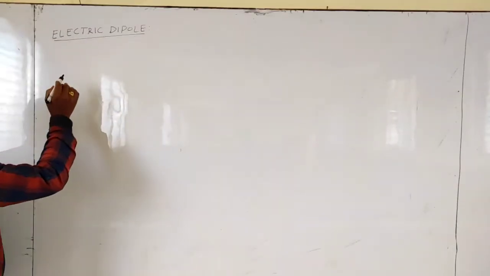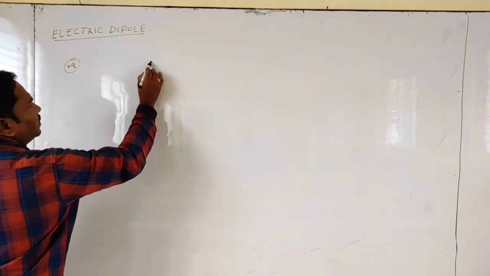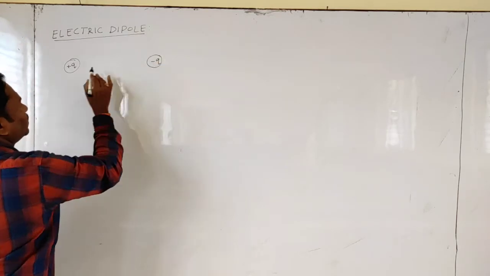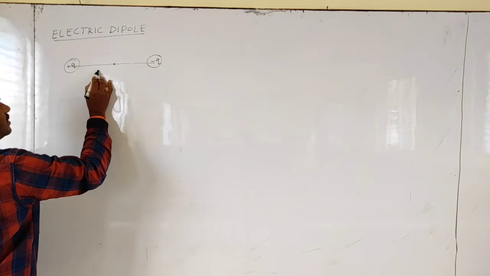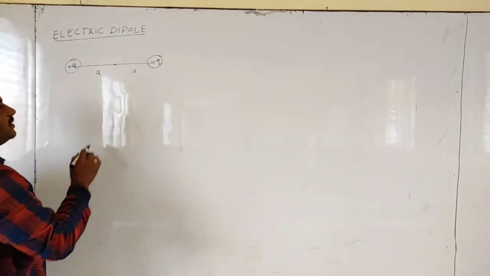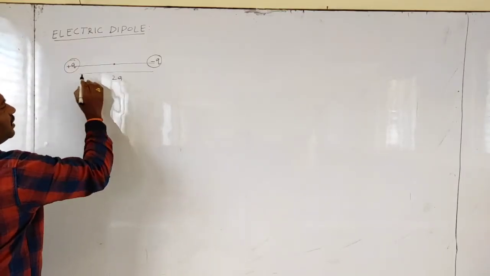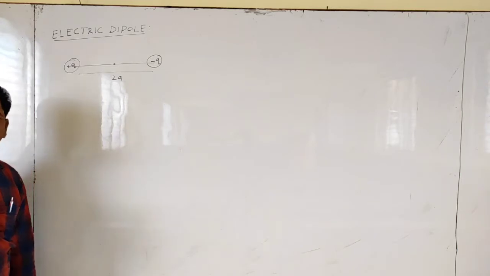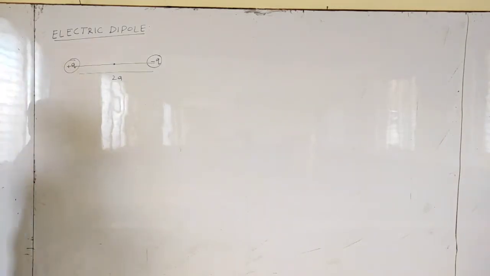Suppose this is the arrangement of two equal and opposite charges. This is the plus q and this is minus q. Both are separated by a finite distance. Half of it is a, so the total distance from center to center is 2a. This arrangement is called an electric dipole.